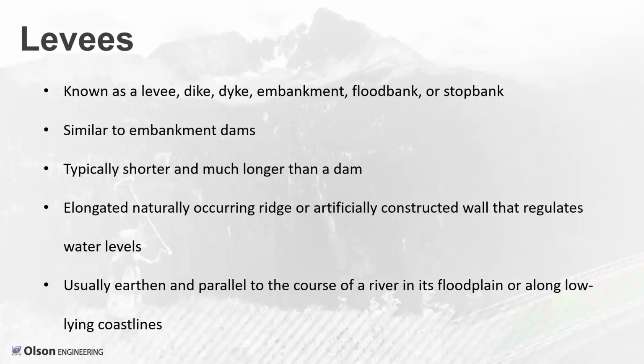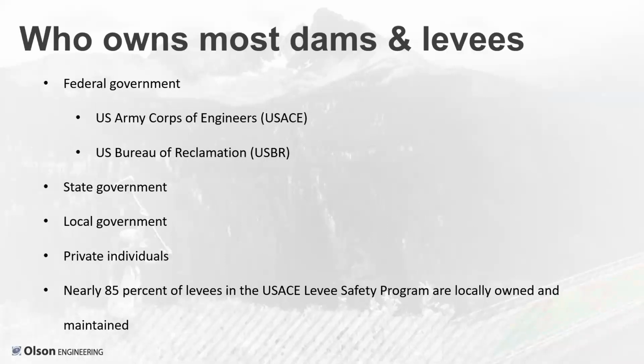So a levee can be called a levee, a dike, an embankment, flood bank, or stop bank. They are similar to embankment dams. They are typically shorter in height relative to the surrounding landscape and much longer. They're typically elongated, naturally occurring ridges or artificially constructed walls that regulate water levels. And they're usually earthen and parallel to the course of a river in its floodplain. Again, these are generalities. They're not always true.